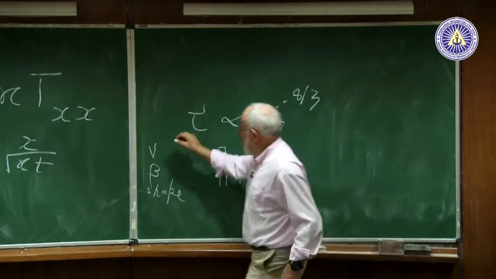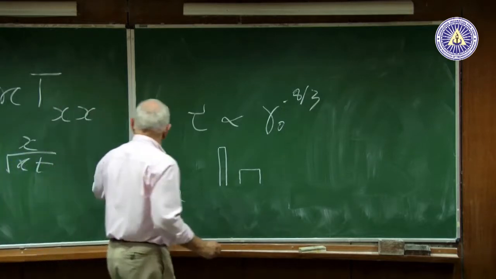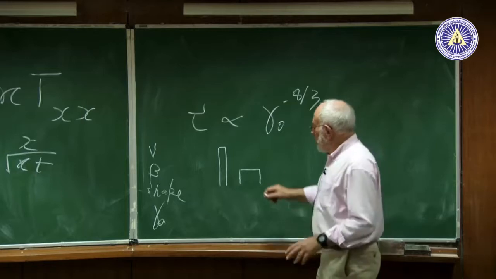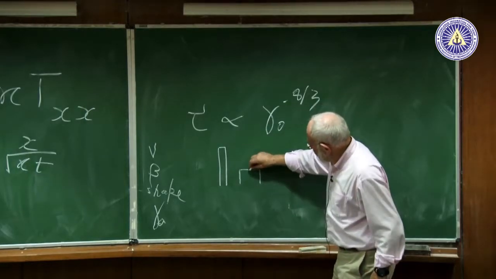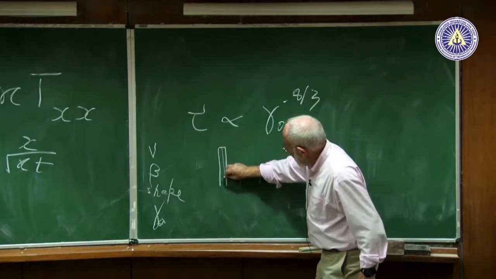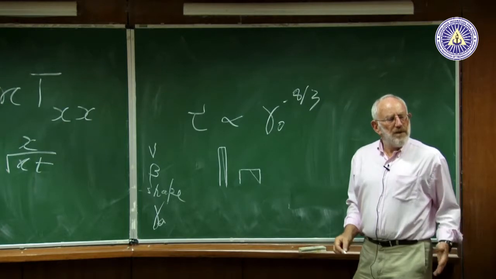So, I haven't put in gamma naught, the most important one. It's the same volume, the same beta, the same shape, so the A has to be the same. But the gamma naught is different, because the gamma naught for this one is that slope and the gamma naught for this one is that slope, depending upon the initial condition. On the initial condition, yeah.